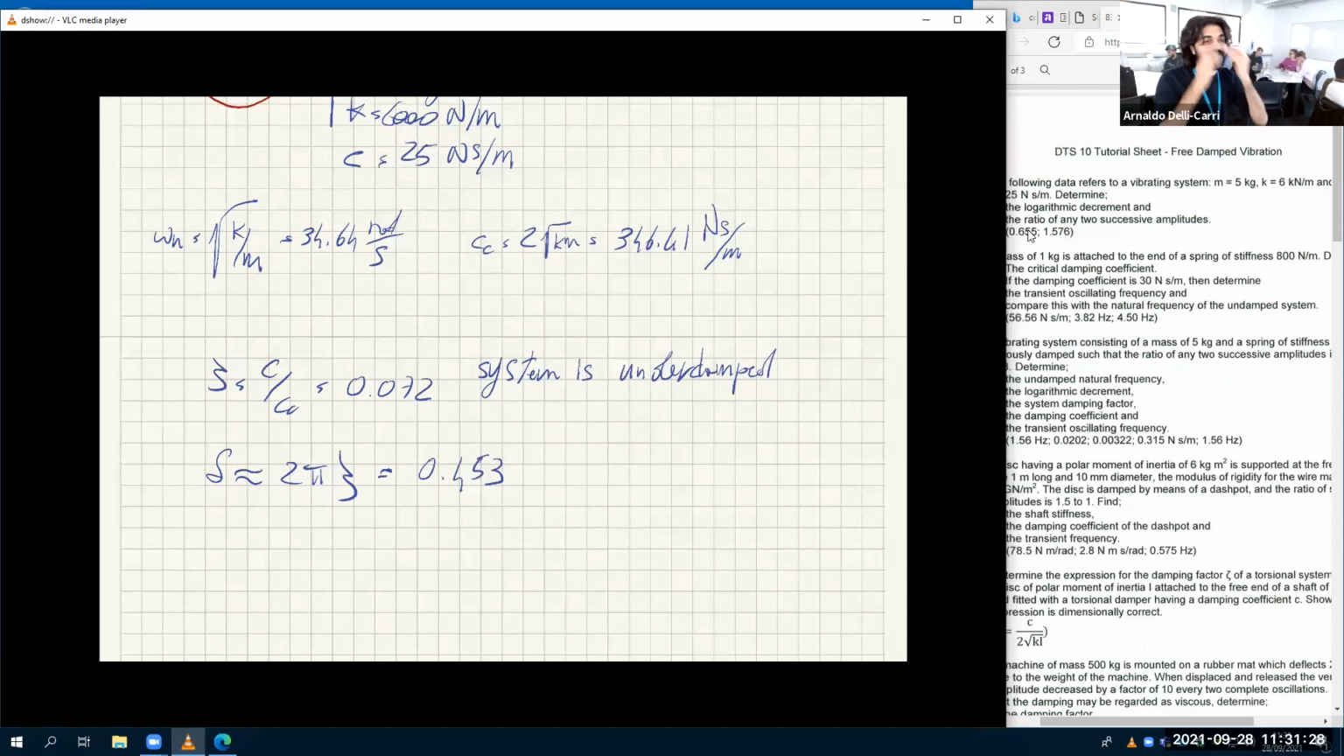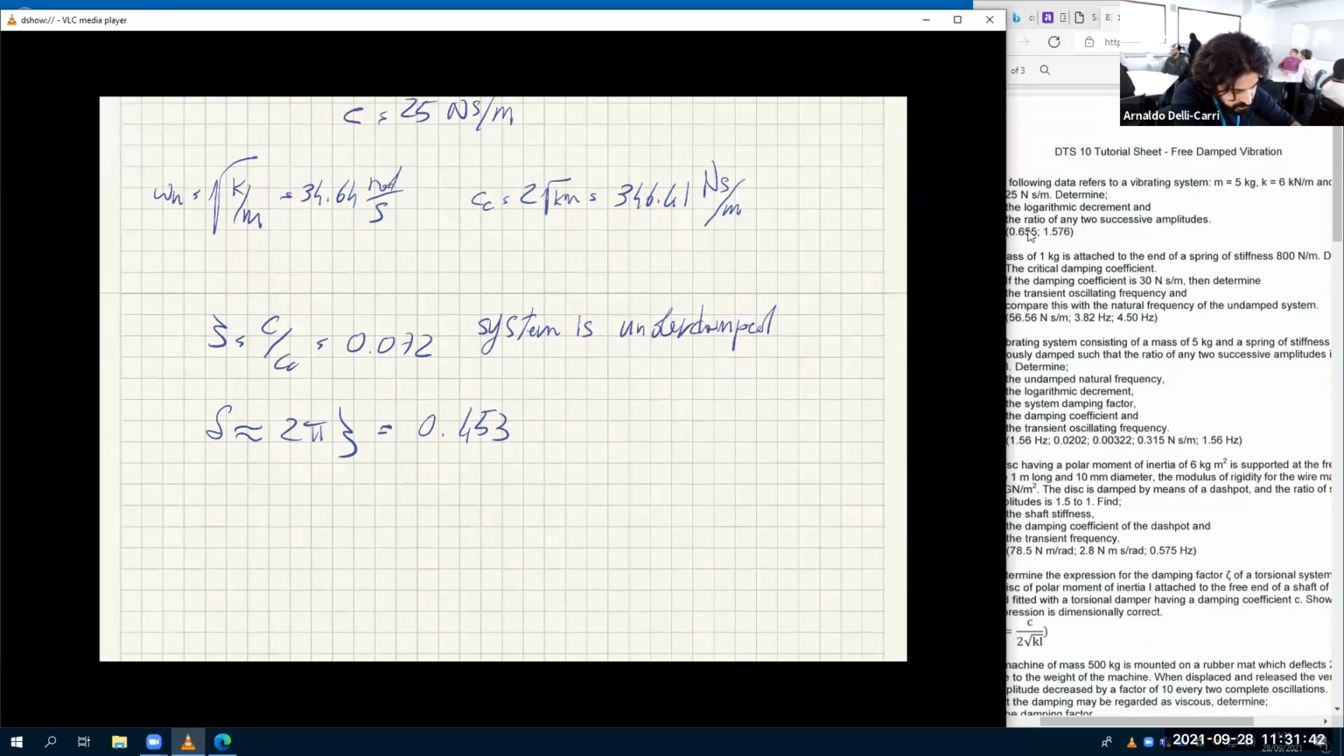All right, so let's find the ratio of the two successive amplitudes. How do we find that? 0.453. This is 0.453. So that also means that this thing, delta, is also equal to the log of the two successive amplitudes, An over An+1. And so how do I find the ratio of the two successive amplitudes?